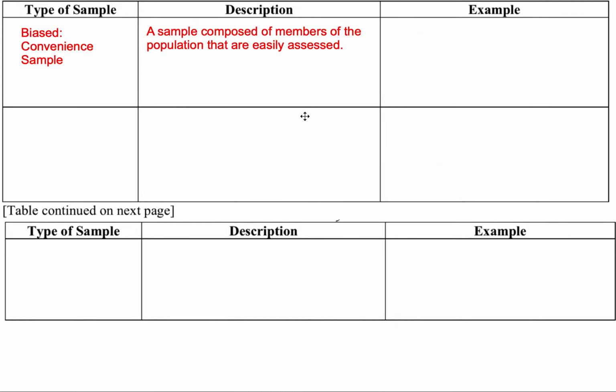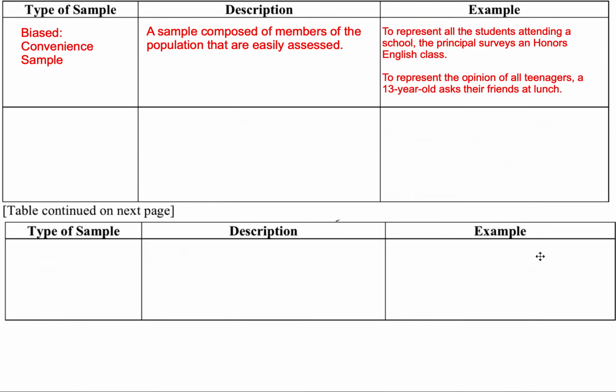Now, a convenience sample is a sample composed of members of the population that are easily assessed. Members of the population that are easy for you to get data from. This is a very common mistake made in sampling. Here's a couple of examples.